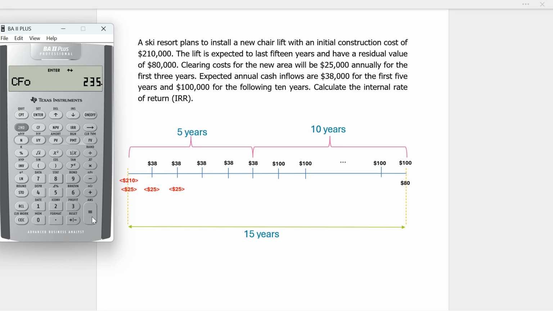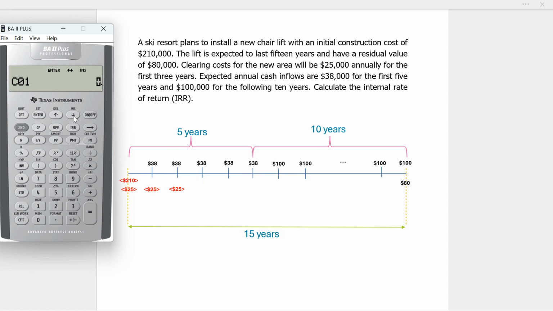Then enter. It's the initial cost at the beginning of the project, and because it's a cost, I'm going to enter that as a negative number. So I press the positive-negative key to change that to a negative number. Then enter. Now I go down by using this key. Now I'm going to enter the next returns and costs for this project.